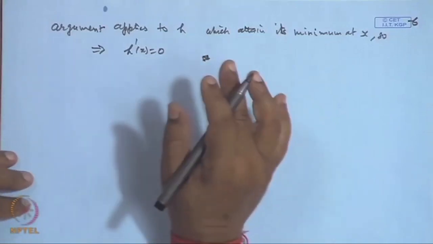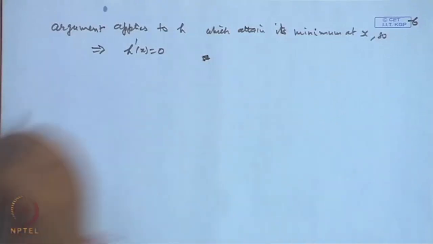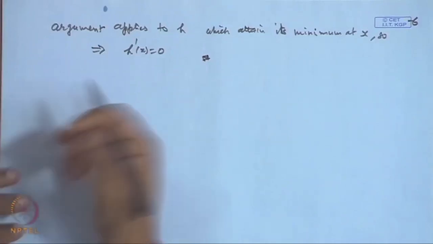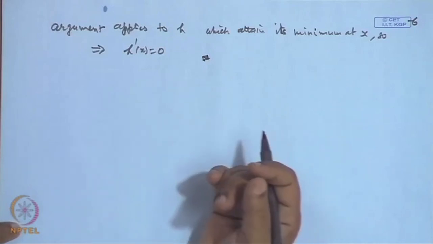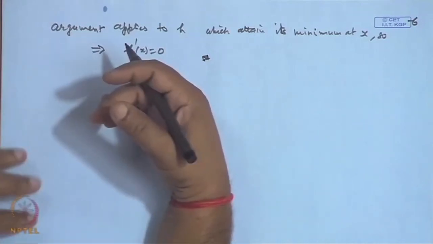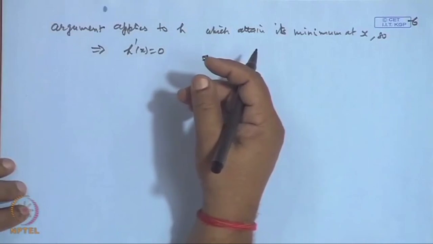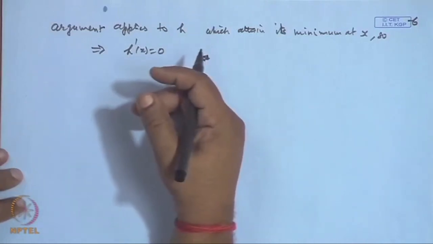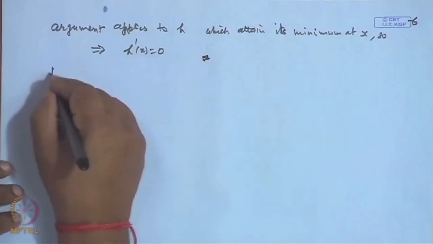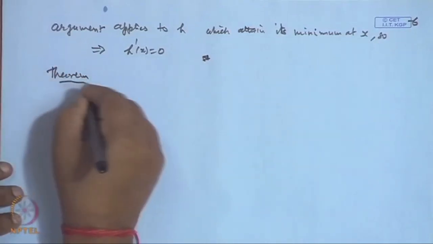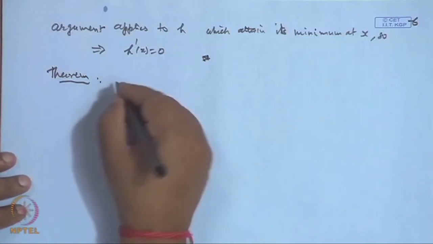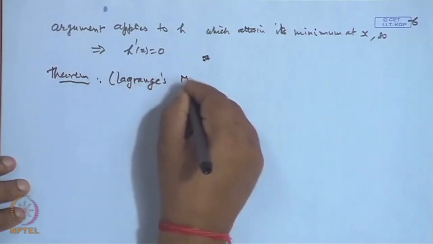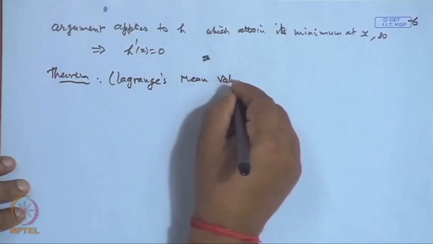Now this theorem, which we call the generalized mean value theorem, as a particular case we can derive our result for Lagrange's mean value theorem and Rolle's theorem. So, next result is Lagrange's mean value theorem.